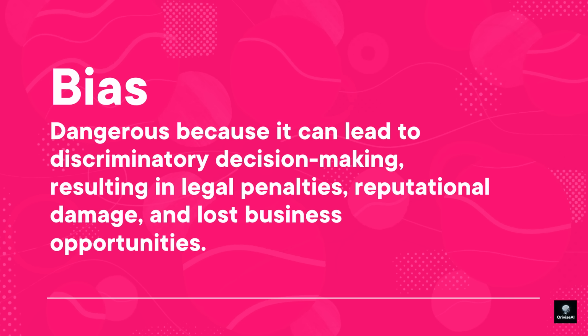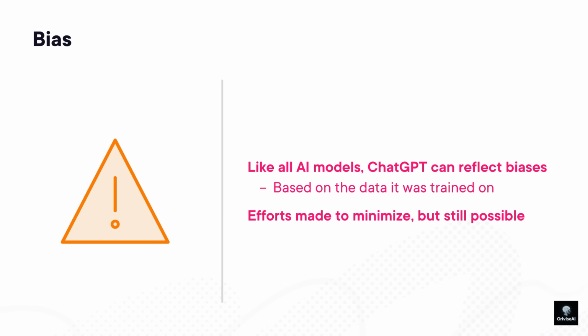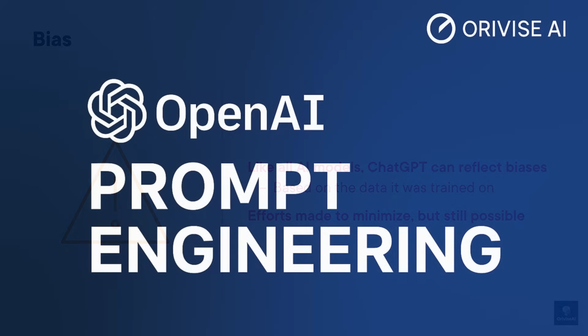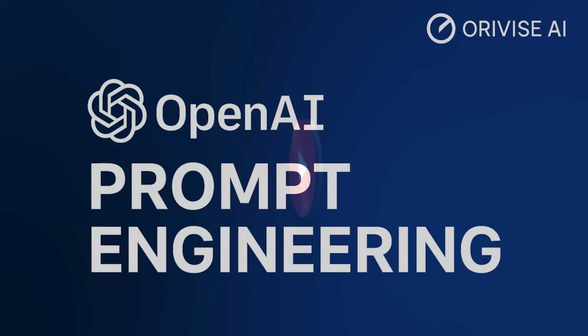Finally, there's bias, which can lead to discriminatory decisions, legal consequences, and reputational damage. Like other AI models, ChatGPT may reflect biases present in its training data. However, ongoing efforts aim to make AI development more fair and ethical. Still, ChatGPT is a great way to make your life easier.